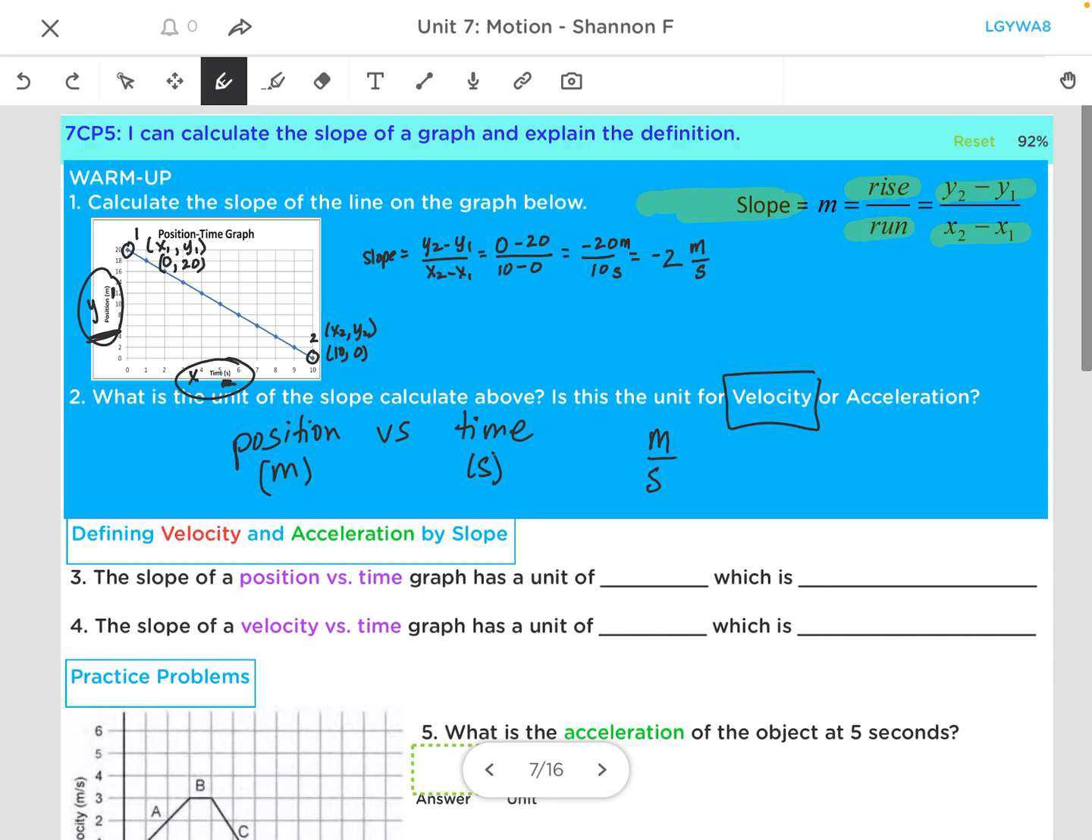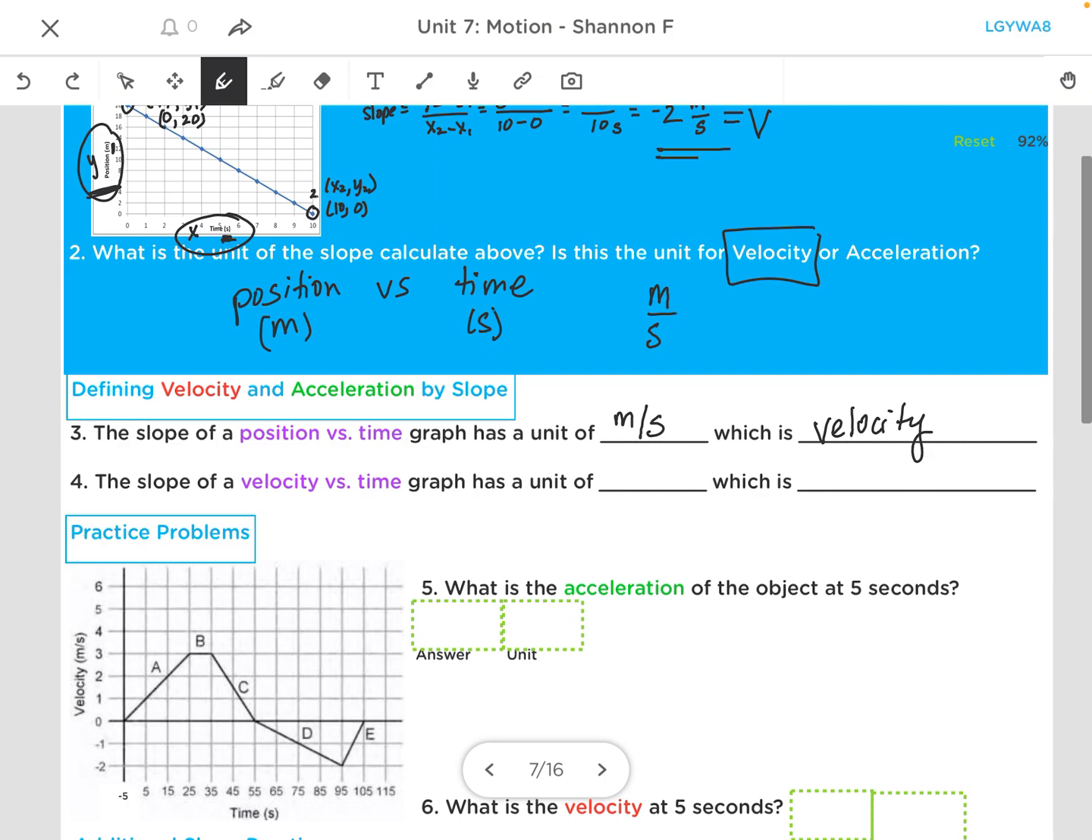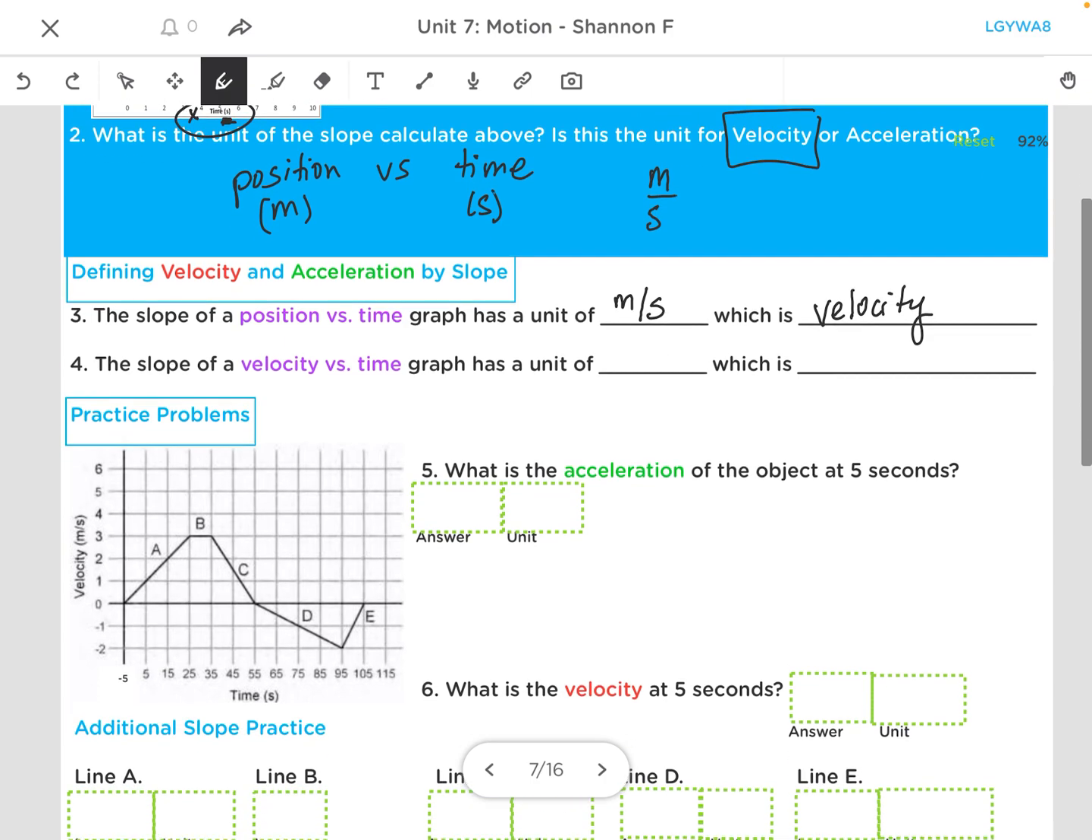That means, going down to question 3, the slope of a position time graph has unit of meters per second, which means it tells us the velocity. That means the velocity of that object for number 1 was negative 2 meters per second. That was the value for the velocity. It told me how fast, 2 meters per second, which way? Negative direction.